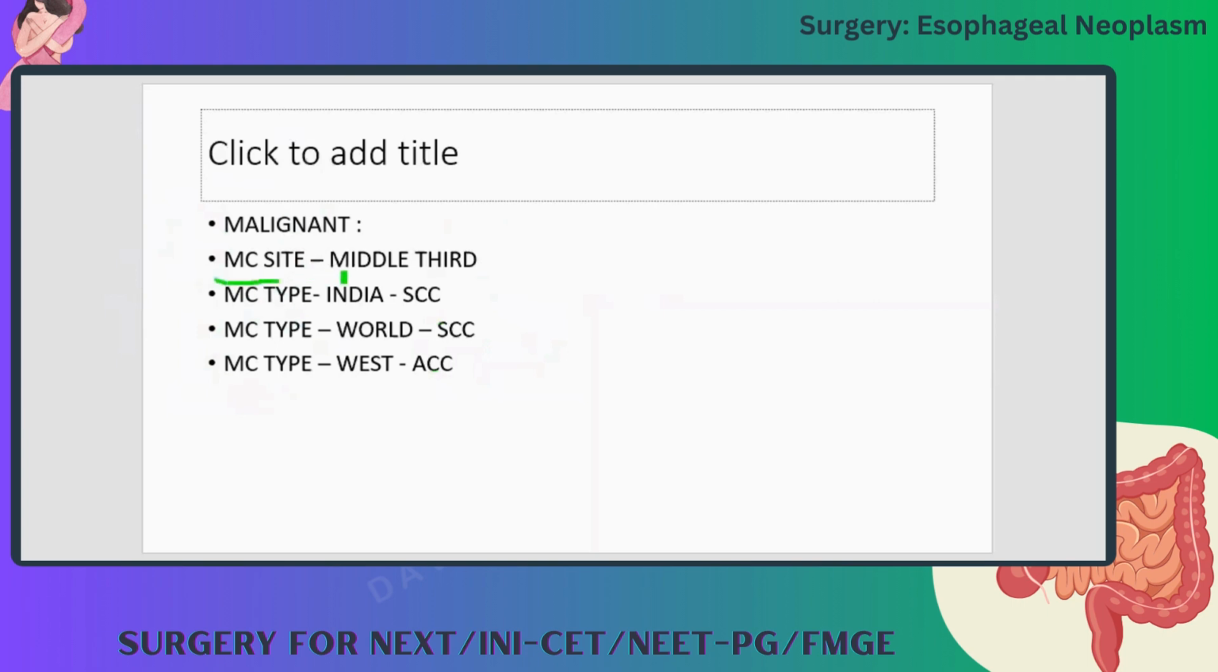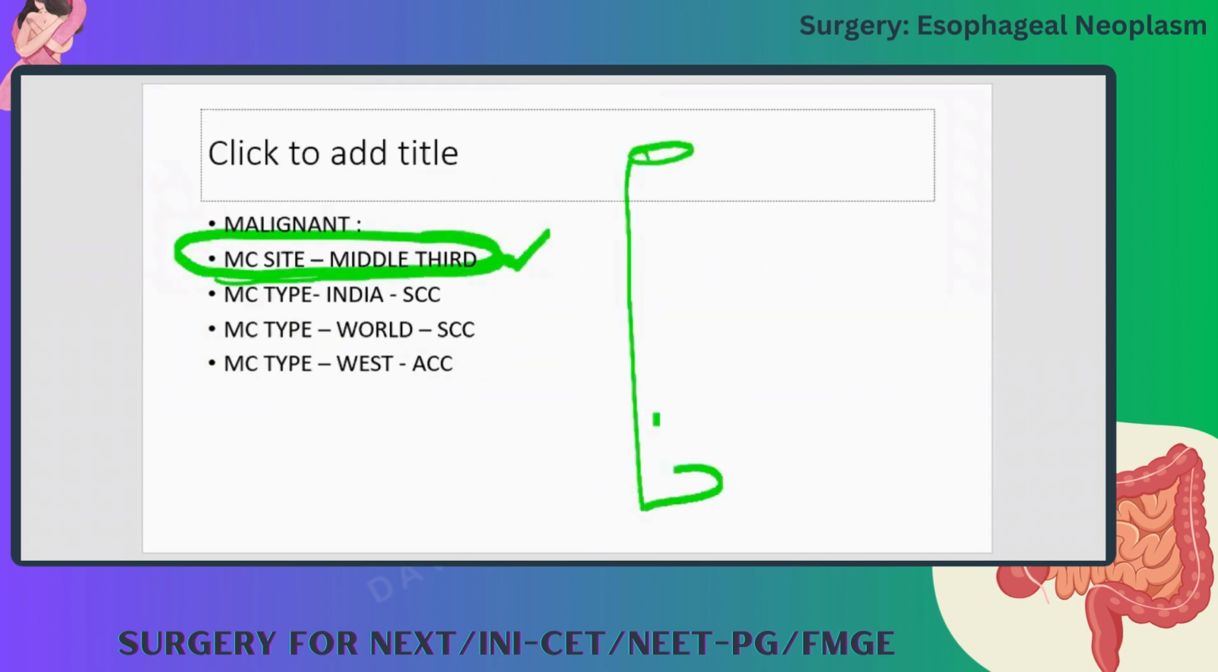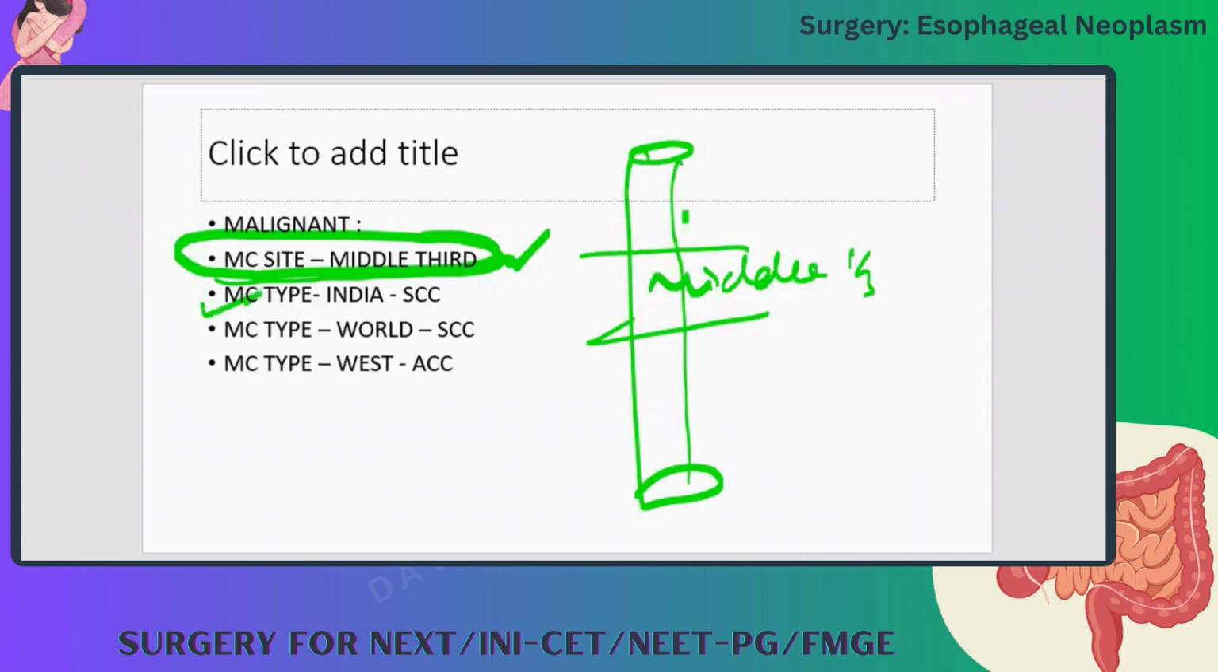For malignant tumors, the most common site is the middle third. We divide the esophagus into three parts: upper, middle and lower. So the middle third is the most common. The most common type in India is squamous cell carcinoma, and in the world it is also squamous cell carcinoma. In Western countries, it is adenocarcinoma.